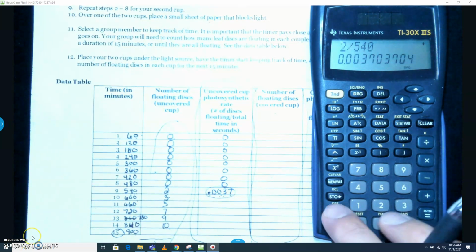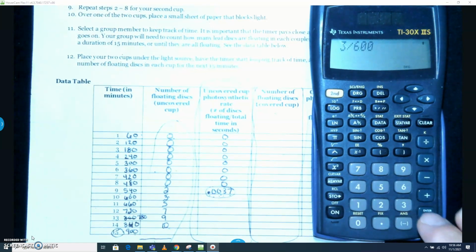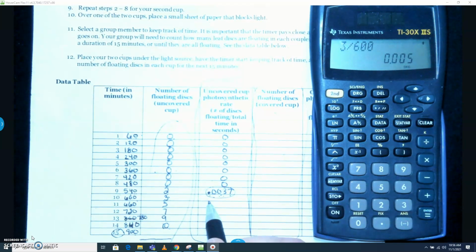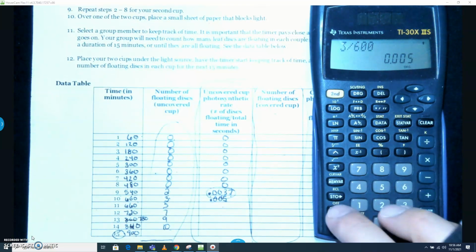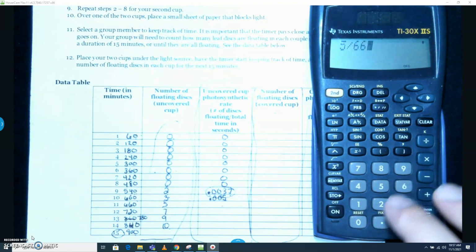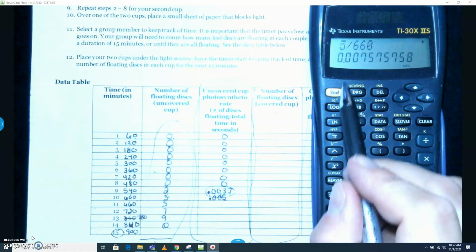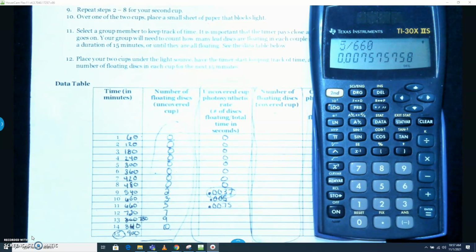3 divided by 600. Let's do that one. Clear. 3 divided by 600. 0.005. This number is greater than that one, meaning that the rate is now starting to speed up. 5 divided by 660. Let's see here. Clear. 5 divided by 660. 0.0075. So that is how we're getting these numbers.